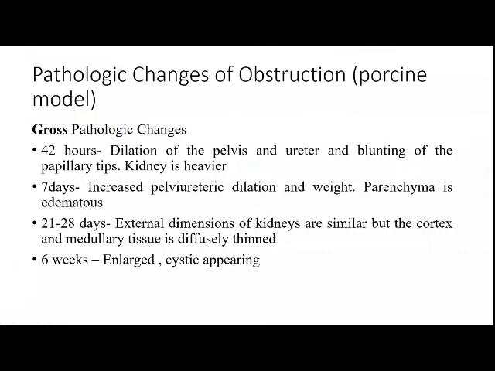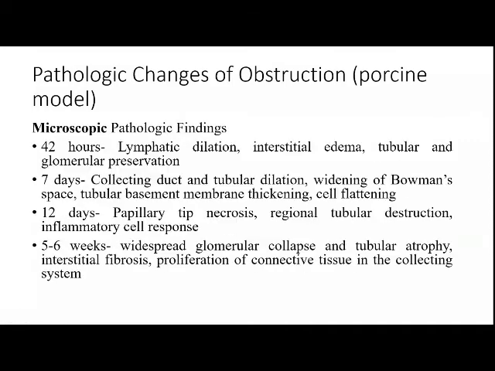At 7 days of obstruction, there is increased pelvic and ureteric dilatation and weight, and the parenchyma is edematous and thinned out. At 20 to 21 days, the external dimensions of the kidney are similar, but the cortex and medullary tissue are diffusely thinned out, leading to loss. At 6 weeks, there will be a grossly enlarged kidney with a cystic appearance, leading to renal failure.